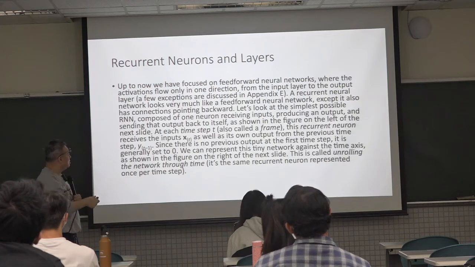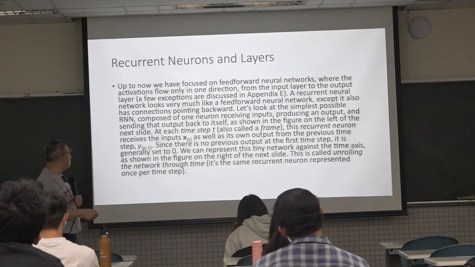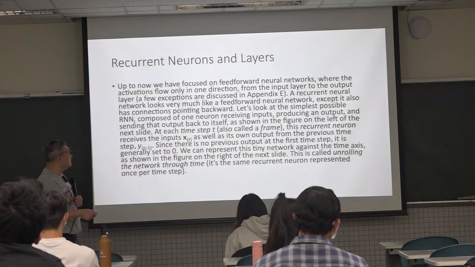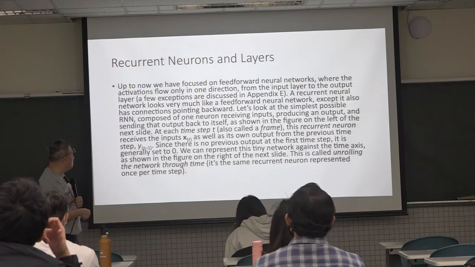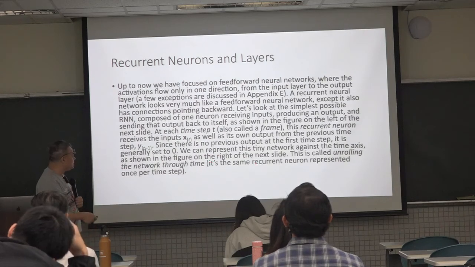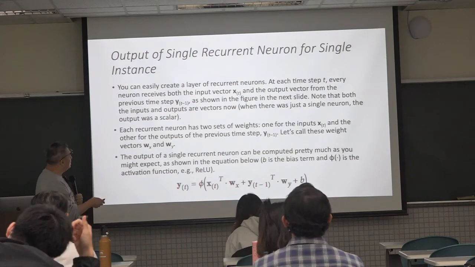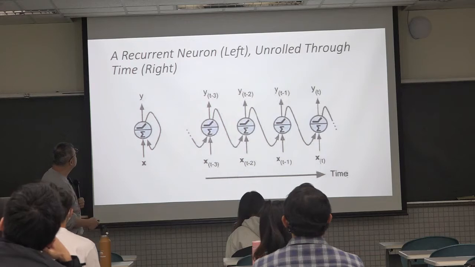So at the very beginning, that extra input from the feedback is set to 0. We can represent this tiny network against the time axis as shown in the figure on the right. We call that unrolling the network through time. So this is about one neuron.